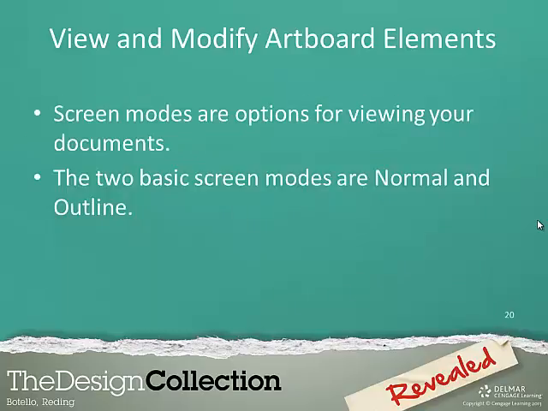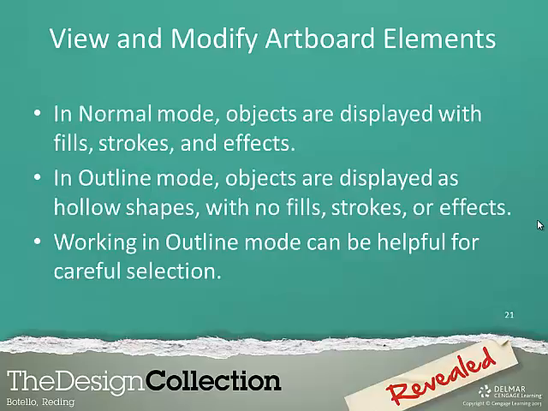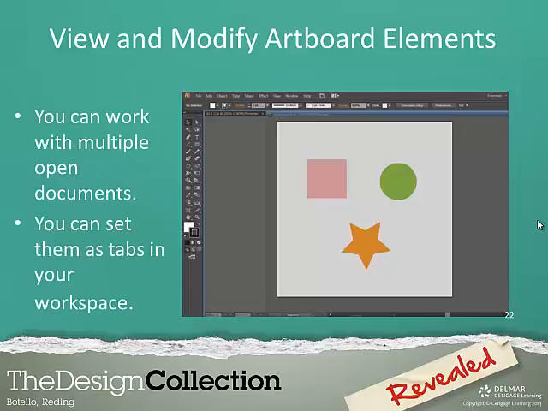Screen modes are options for viewing your documents. The two basic ones are normal and outline. In normal mode, objects are displayed with fills, strokes, and effects. In outline mode, objects are displayed as hollow shapes with no fills, strokes, or effects. Working in outline mode can be helpful for careful selections. You can work with multiple open documents, and you can set them as tabs in your workspace.